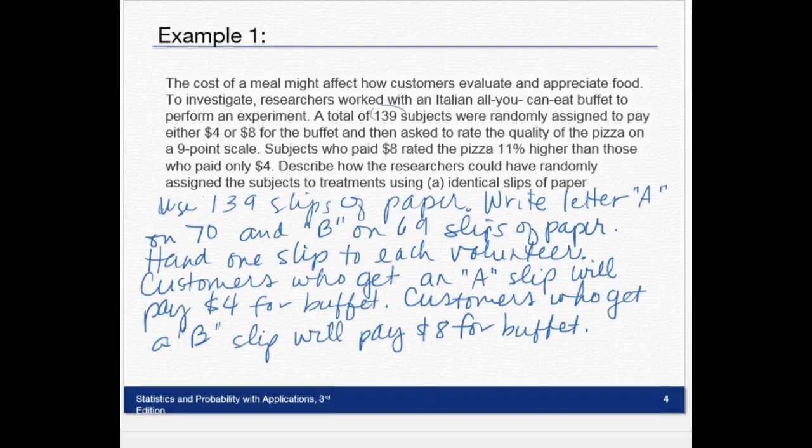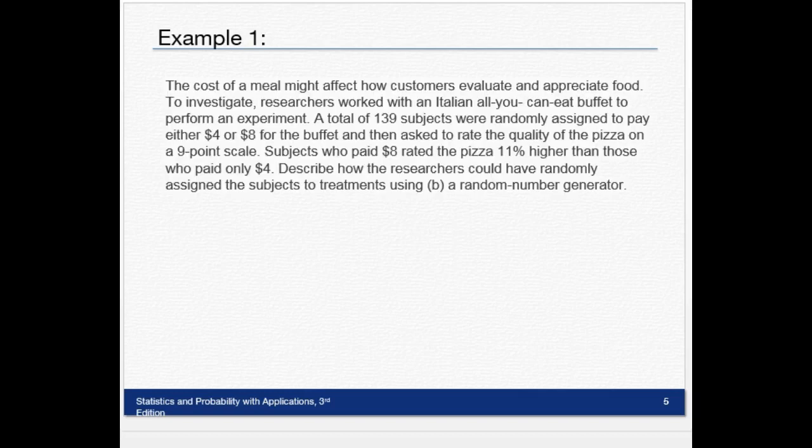Okay? Now, same thing, part B. This time it says describe how the researchers could have randomly assigned the subjects to treatments using a random number generator.